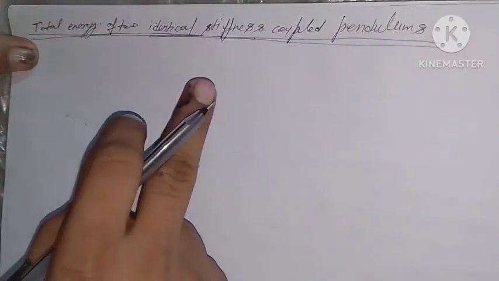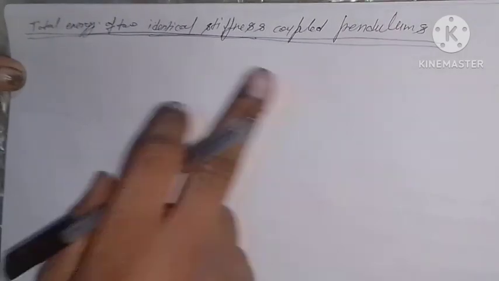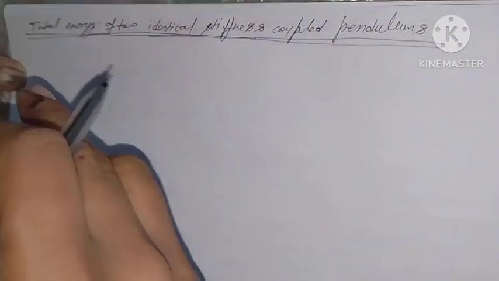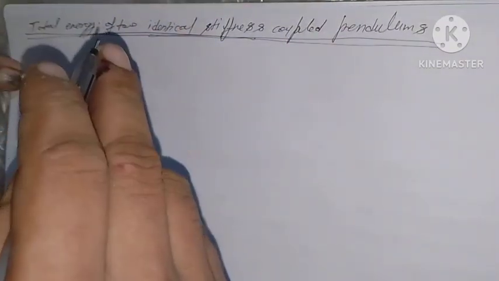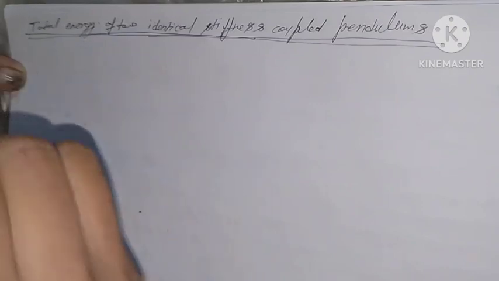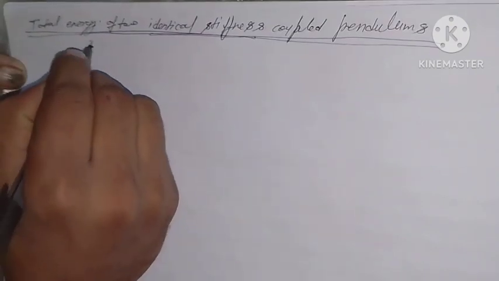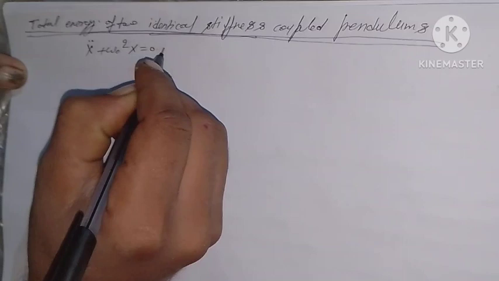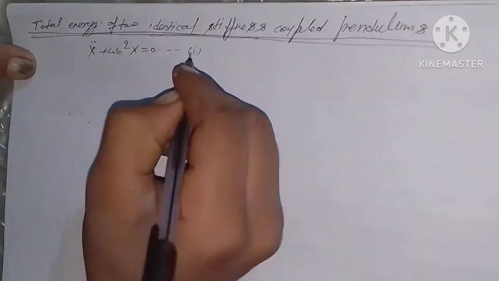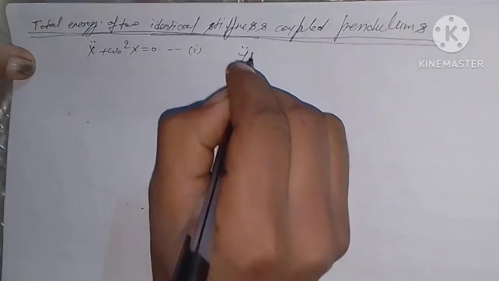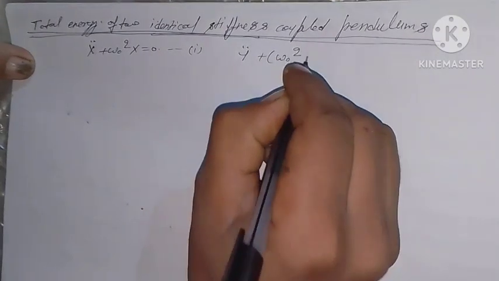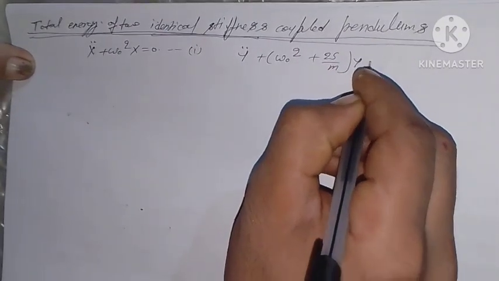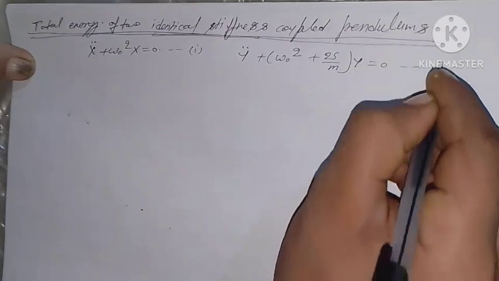Total energy of two identical stiffness coupled pendulums. The equations of motion of a stiffness coupled system of two identical pendulums A and B are given by d²X/dt² + ω₀²X = 0, this is equation number 1, and d²Y/dt² + (ω₀² + 2s/m)Y = 0, this is equation number 2.